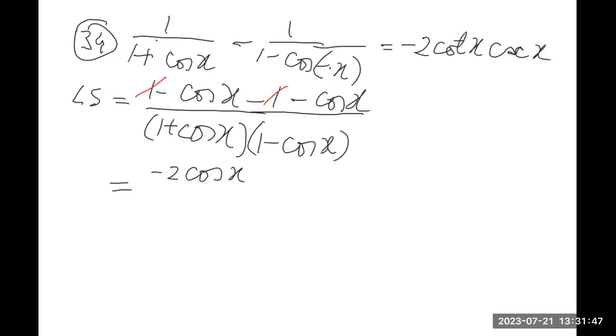And the denominator is just 1 minus cosine square x. 1 plus cosine x times 1 minus cosine x is 1 minus cosine square x. And 1 minus cosine square x is sine square x.